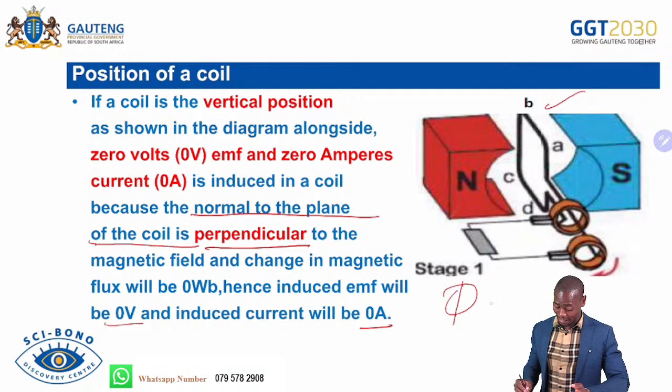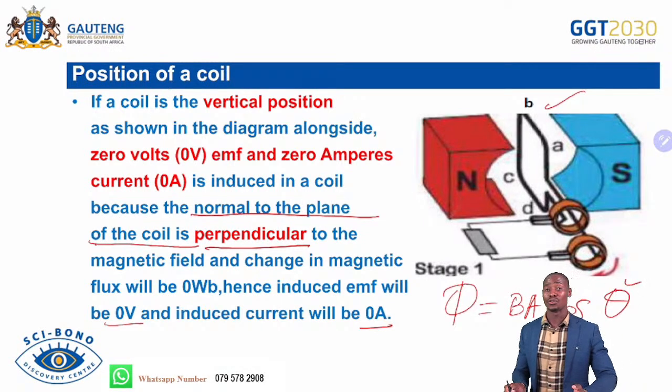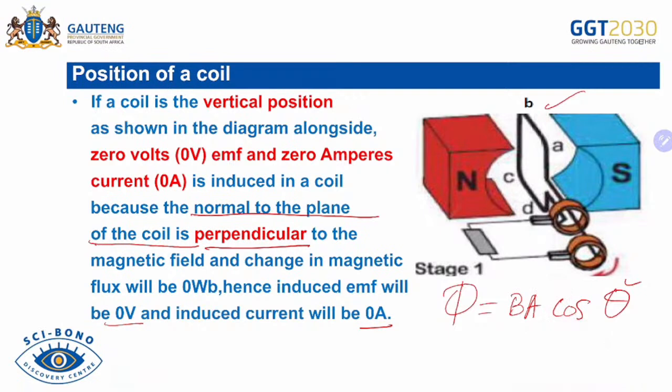Remember, how do we calculate magnetic flux? It's given by BA cos theta, where theta is the angle between the normal to the plane and the magnetic field. So if the normal to the plane is perpendicular to the magnetic field, it means that theta here will be 90 degrees. And cos of 90 degrees is 0. We are aware of that. You can even use a calculator to confirm that. So this will be 0 Weber.